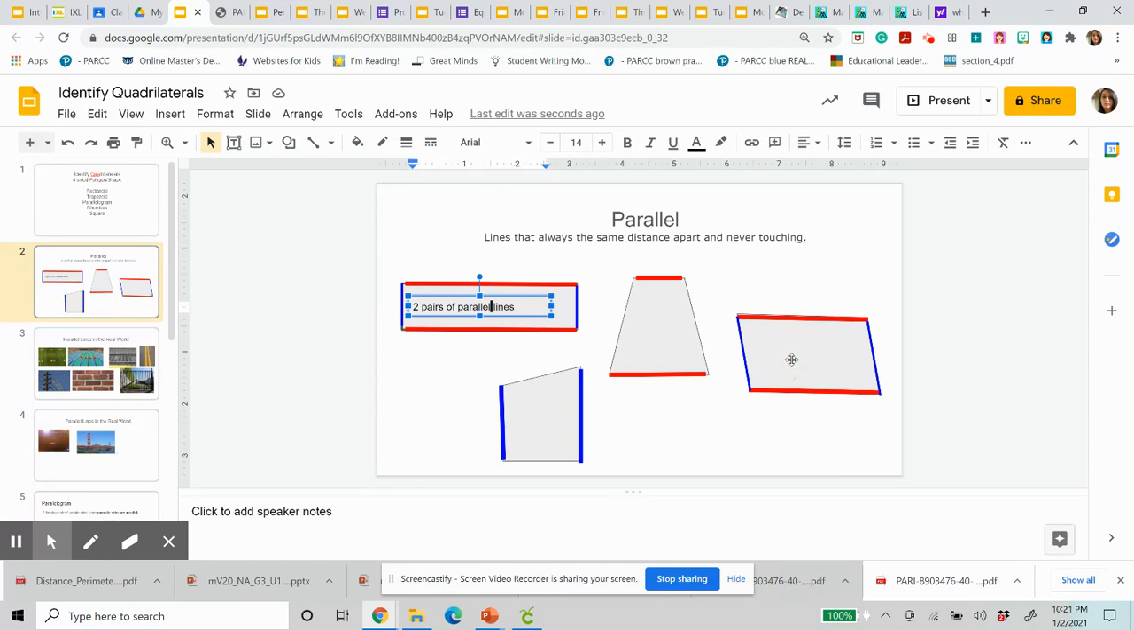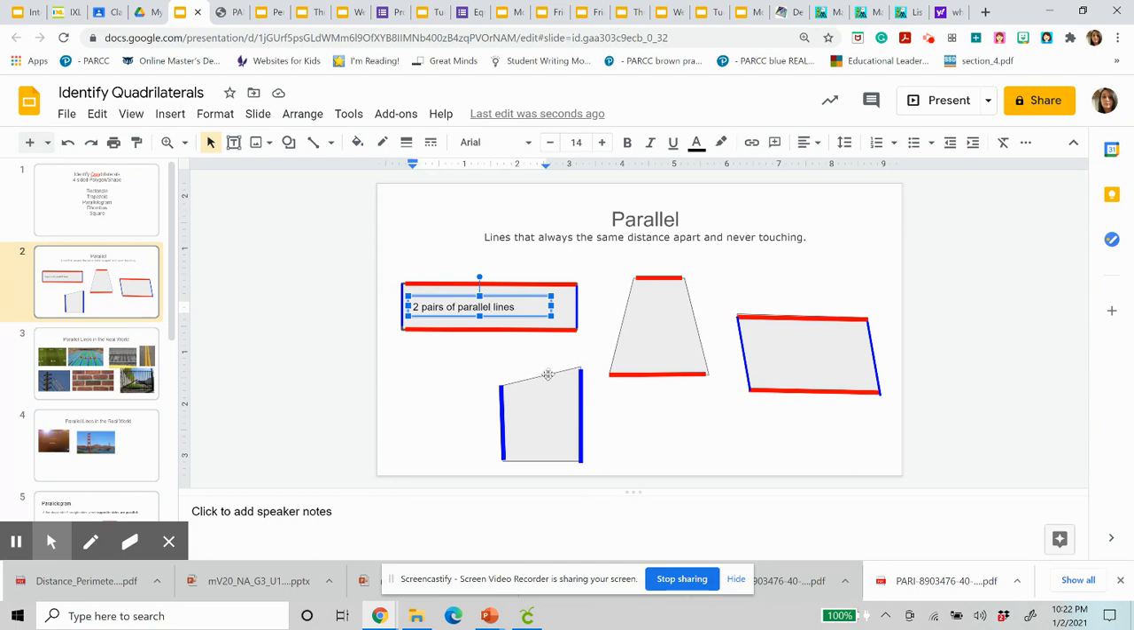If we look at this shape, the red lines, there's a pair. They will never touch. Those are parallel lines. And these blue lines are parallel. Continued in that direction, they would never touch. So this one also has 2 pairs of parallel lines. This has 1 pair of parallel lines. And this shape has only 1 pair of parallel lines. These blue lines, if they continued, they would never touch.